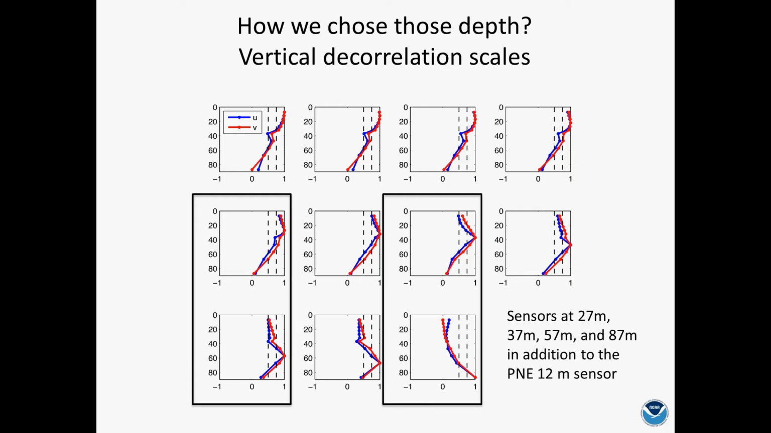And then from 27 meters onward, they're all pretty well correlated in the surface, but we wanted to have some redundancy so that we really can understand what's happening in the upper part of the water column, and sensors fail. 27 meters is still pretty strongly correlated with what's happening at 12 meters, but it provides another transition between the surface and the subsurface flow. So that's why we picked the depths that we picked.